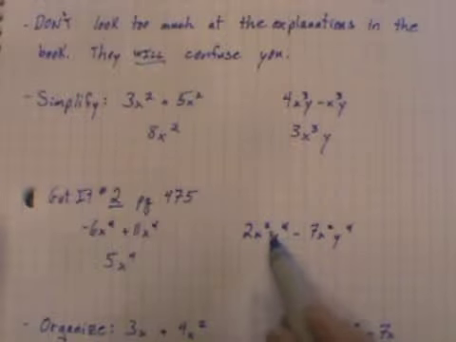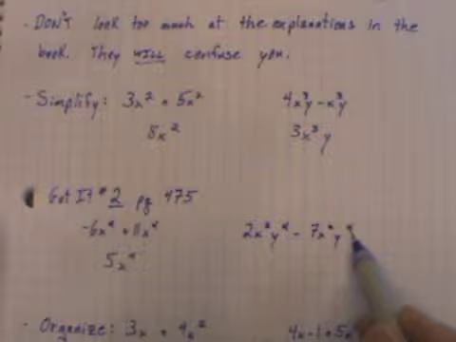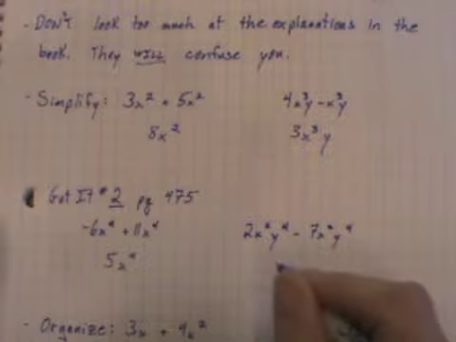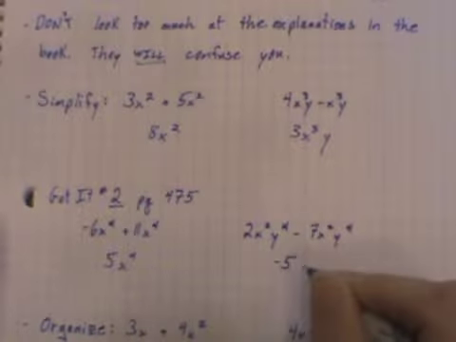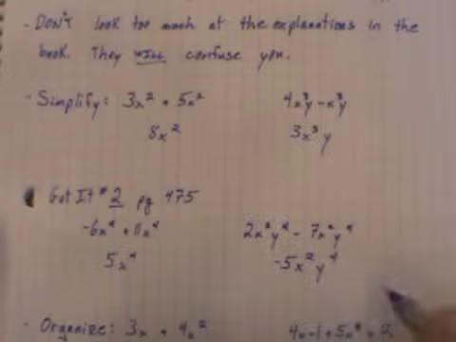Over here, first, are these like terms? This is a 2x squared y to the 4th. This is also an x squared y to the 4th, so they are like terms. This minus that gives us negative 5x squared y to the 4th.